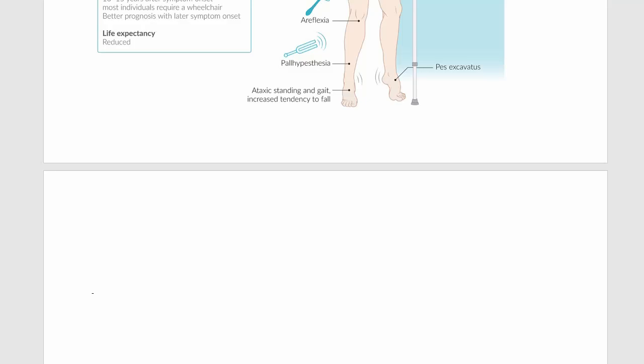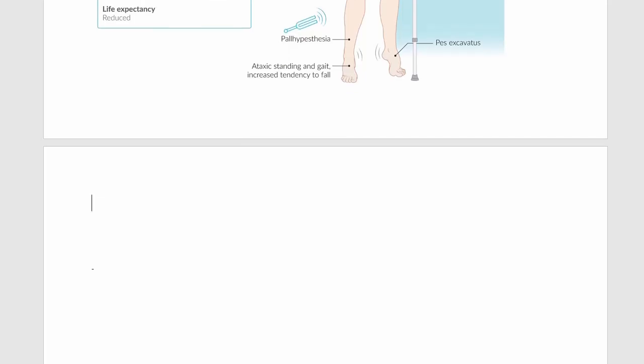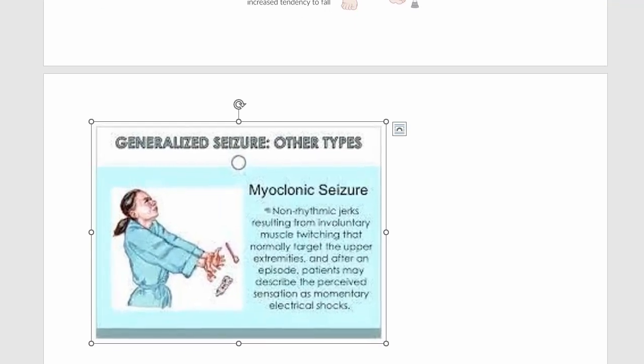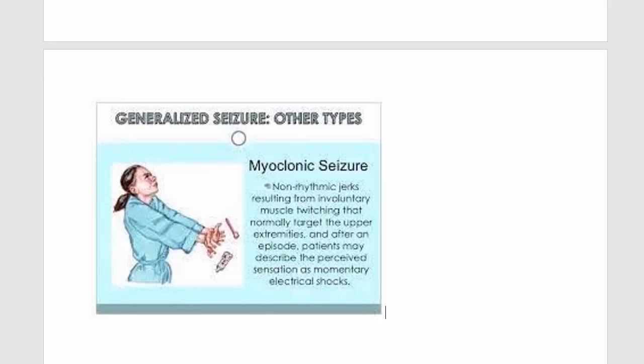So this condition presents with myoclonic seizures. Okay, I'll read this because it's not very clear. Myoclonic seizures are the non-rhythmic jerks which result from involuntary muscle twitching that normally targets the upper extremities. After an episode, patients may describe the perceived sensation as momentary electrical shocks.